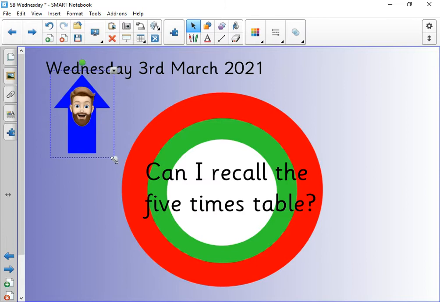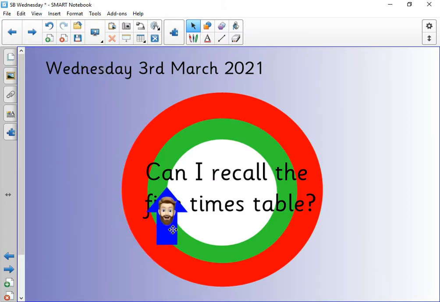Let's read the learning question. My turn. Can I recall the 5 times table? Your turn. So we've done the 2 times table. Now we're practicing the 5s.